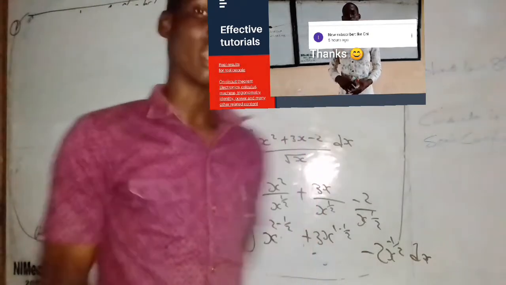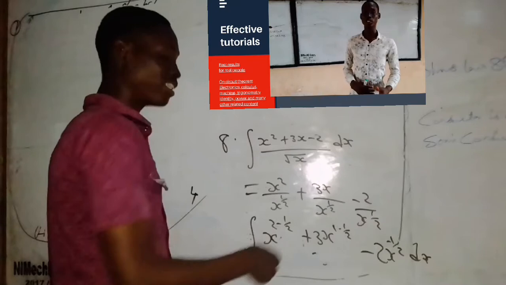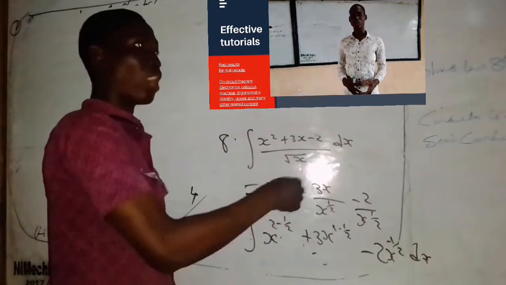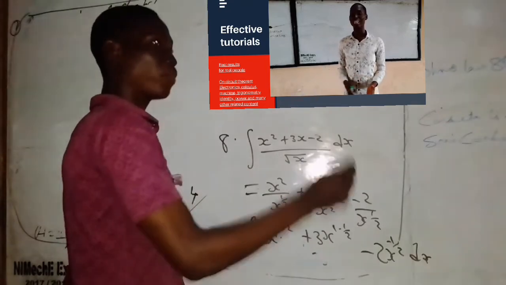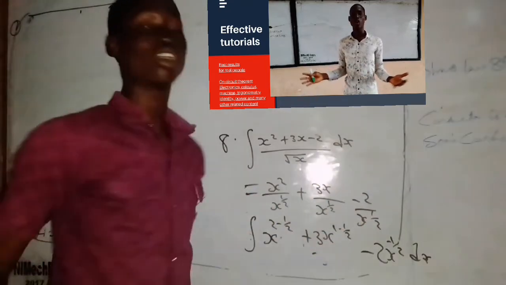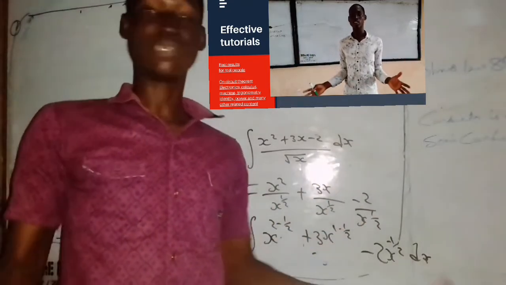Now when you add them together, anything they give you, then you integrate it by adding 1 to the power, divided by that power plus 1, and put your constant, and that is your answer. As simple as that.